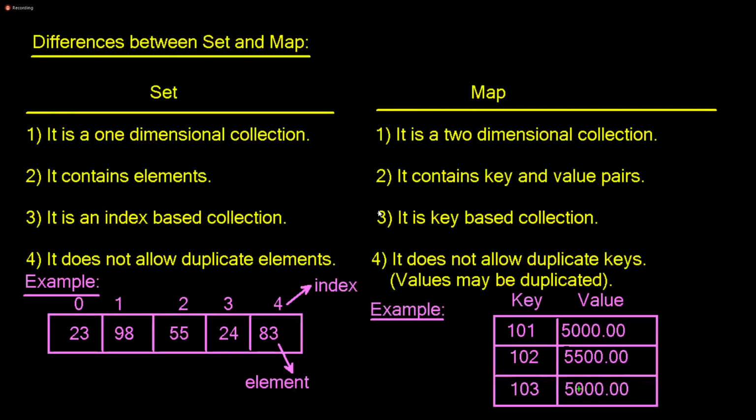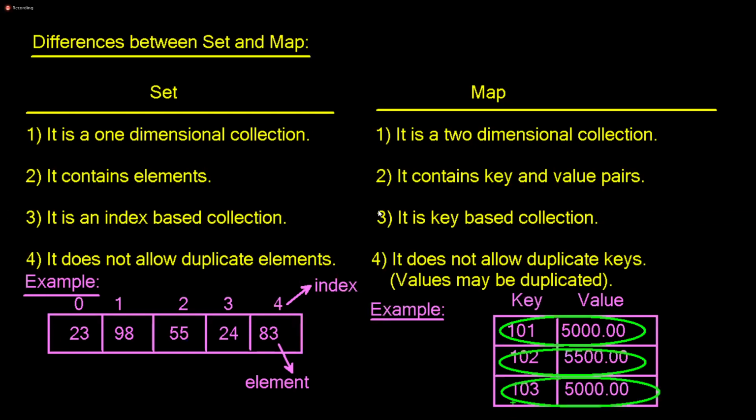That is the first difference. Second difference, these are called elements. These are called key value pairs. It is one pair, one more pair, one more pair. Employee number is always associated with a salary. Another employee number is associated with another salary like this.